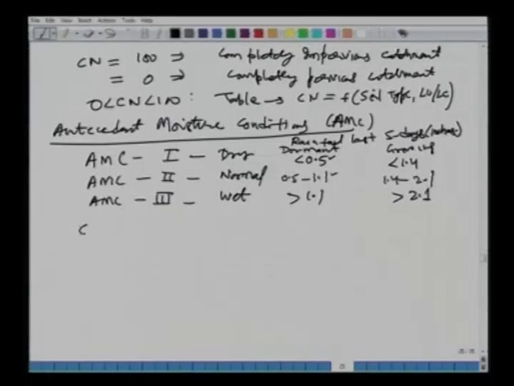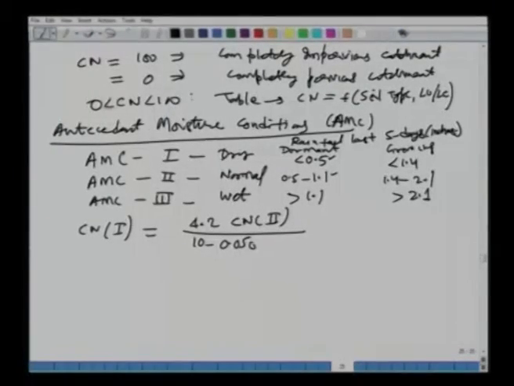So, the curve number for the dry condition, that is AMC 1, is given by this equation: CN1 = 4.2 CN2 / (10 - 0.058 CN2). As I said, the curve number which you will read off from the table is for normal condition, that is CN2.